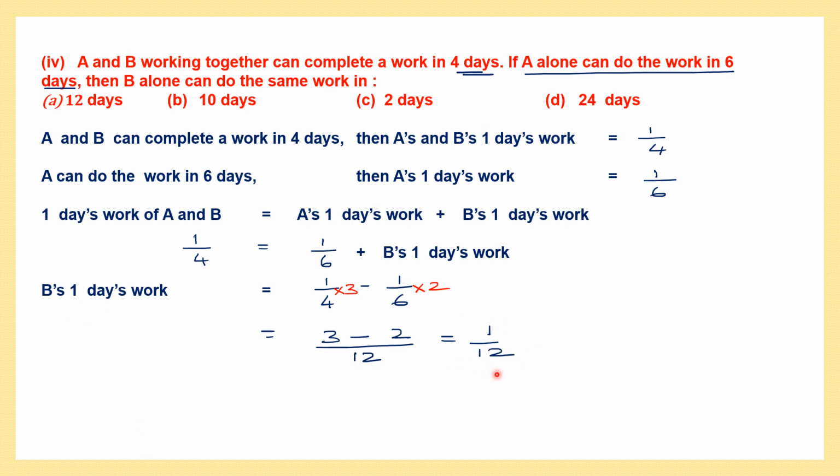That means how many days did B take? You have to write the reciprocal, and that is 12 by 1, which is 12. So B alone can do the same work in 12 days, and this is our answer, 12 days.